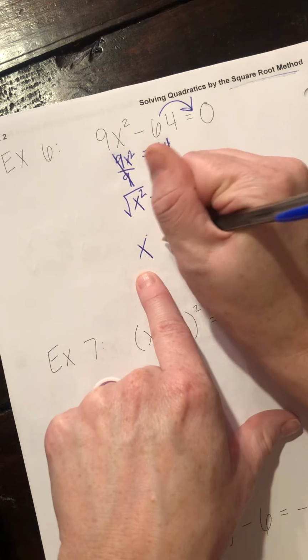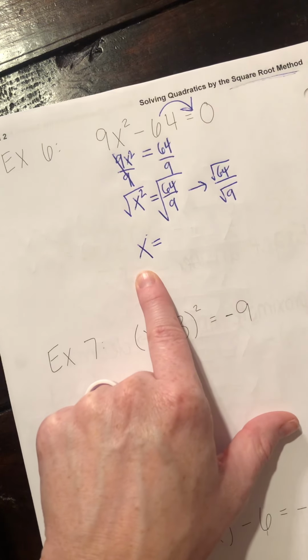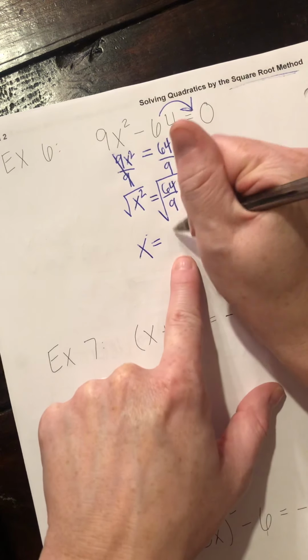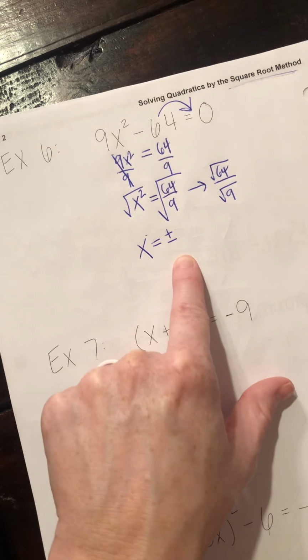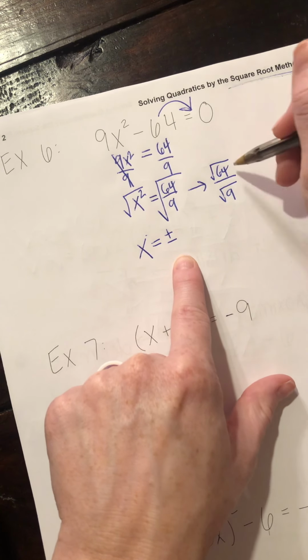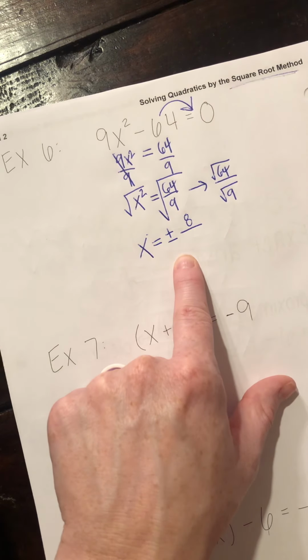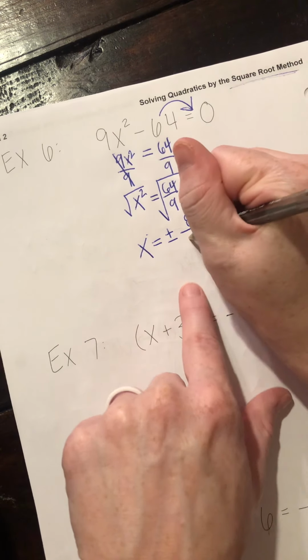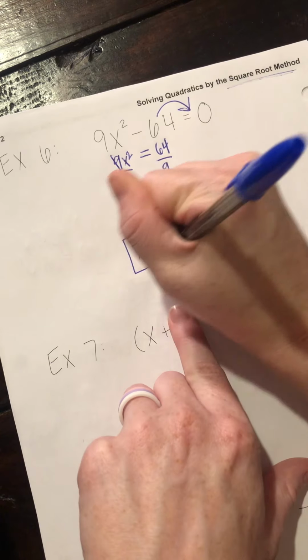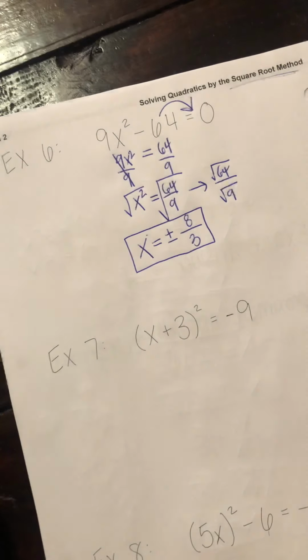So the left side of my equation, the square is now gone. Because I took the square root, I've got a plus or minus. And then here, the square root of 64 is 8. And the square root of 9 is 3. So x equals positive and negative 8/3.